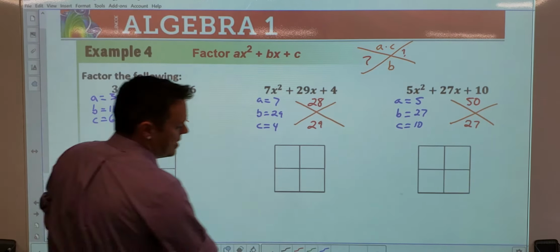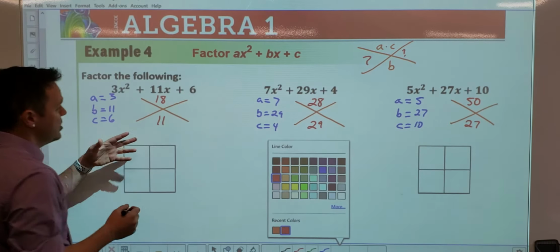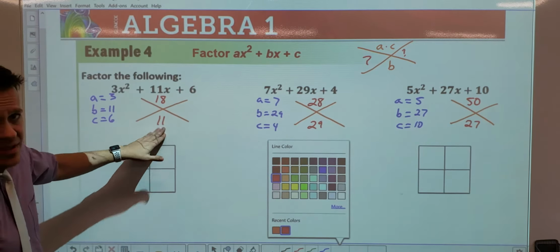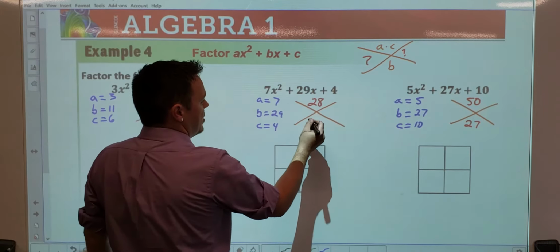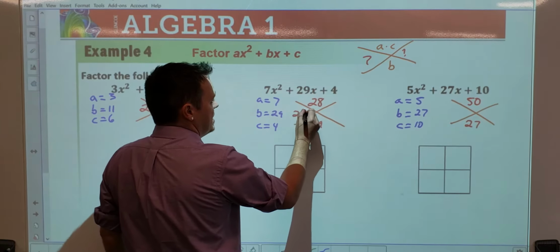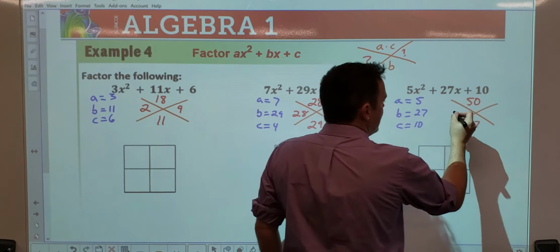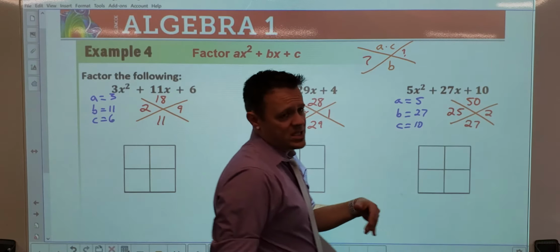Now we're going to go through the steps. What 2 numbers? Same thing as before, right? What 2 numbers, when you multiply them together, make 18, and when you add them, make 11? Well, in this case that would be 2 and 9. Same thing here. Add them together, 28 and 1 would be 29, and then that'd be 28. And this one here would be 25 and 2. Remember the order of which goes on which side doesn't matter?